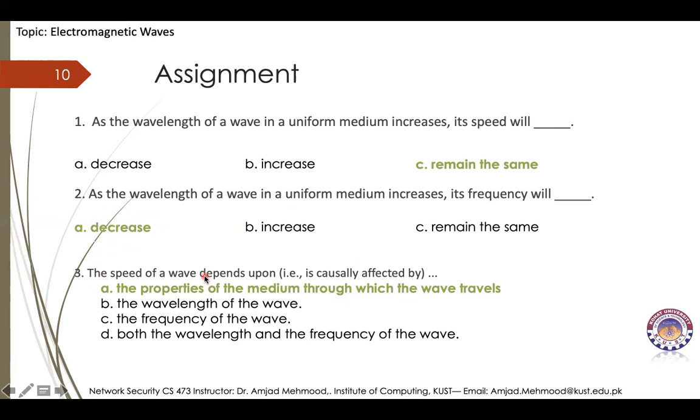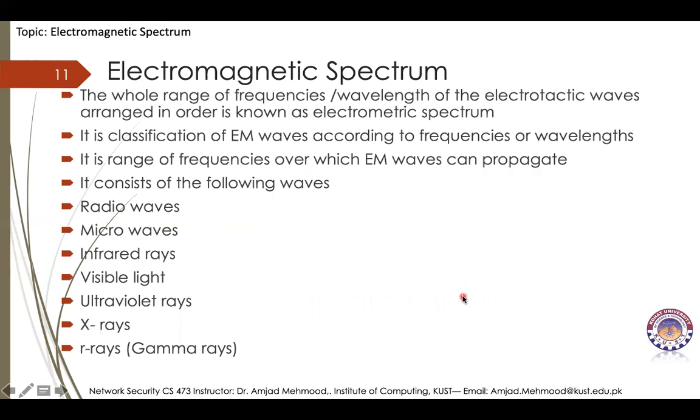The speed of a wave depends upon, these were the four options, and the correct answer was A, the properties of the medium through which the wave travels. Now, electromagnetic waves. The whole range of frequency or wavelength of electromagnetic waves arranged in order is known as the electromagnetic spectrum.